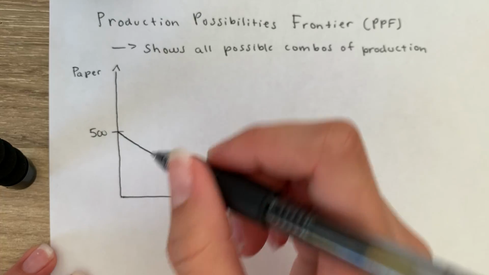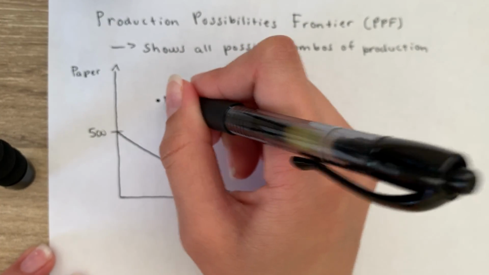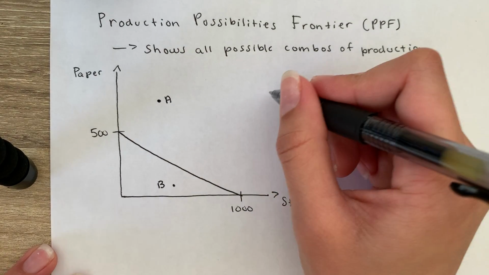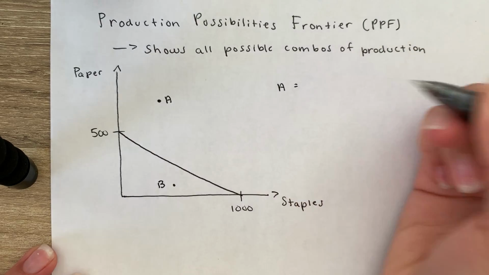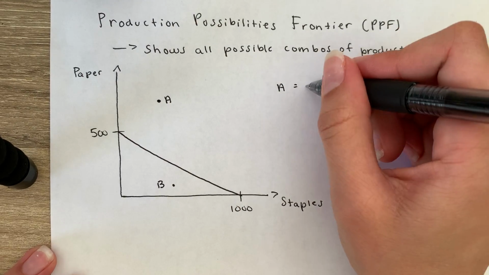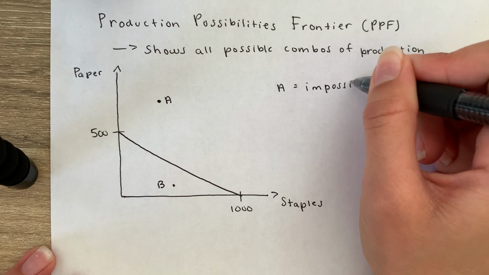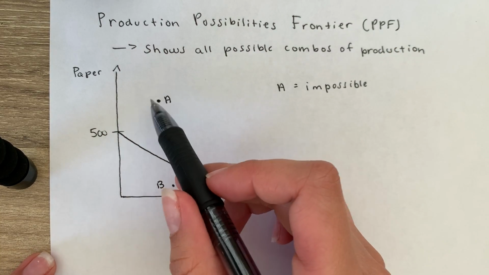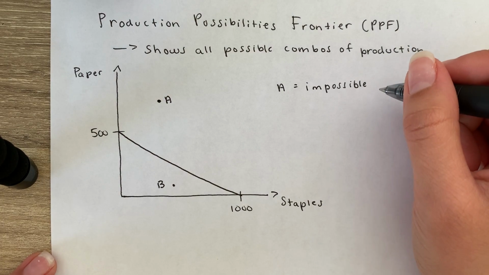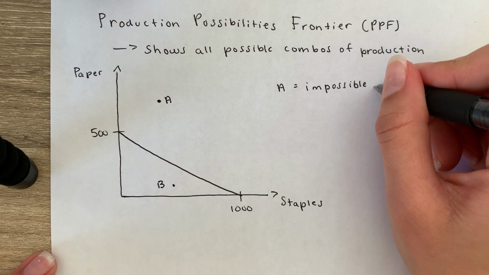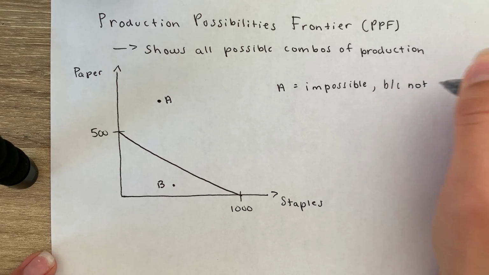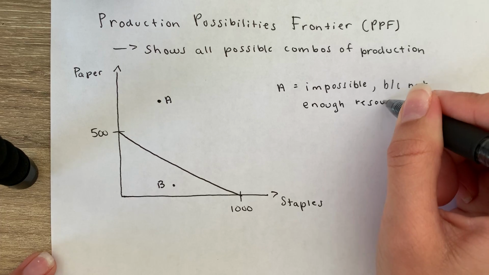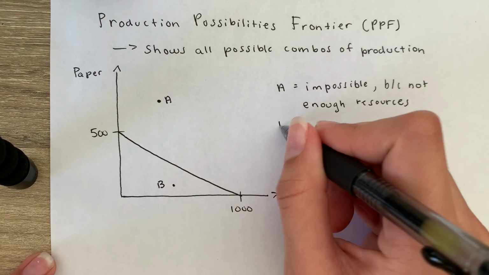There we go. And so we were kind of given 2 points, so let's just label point A up here and point B down here. So A, what would this be? Well, we know that this is going to be impossible, because there's just not enough resources to produce up here. So we can say impossible because not enough resources.